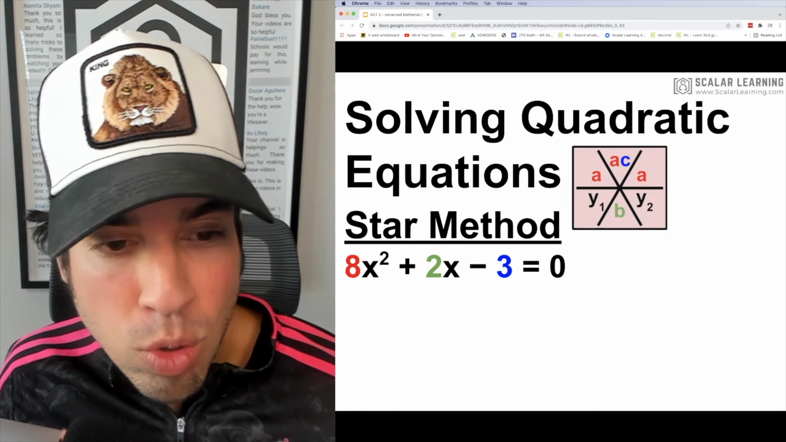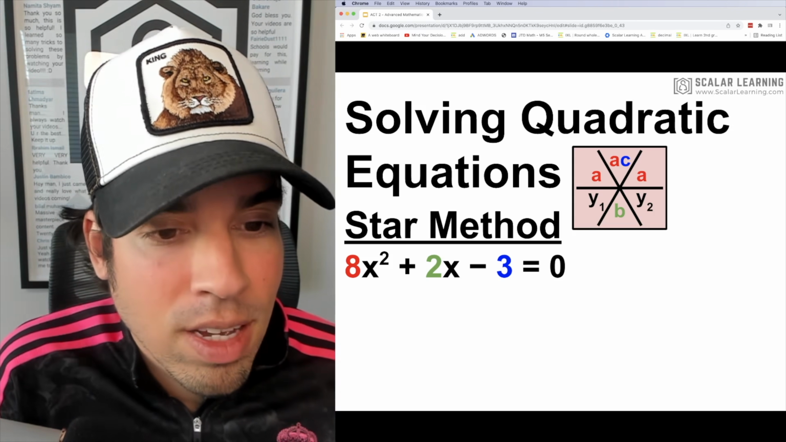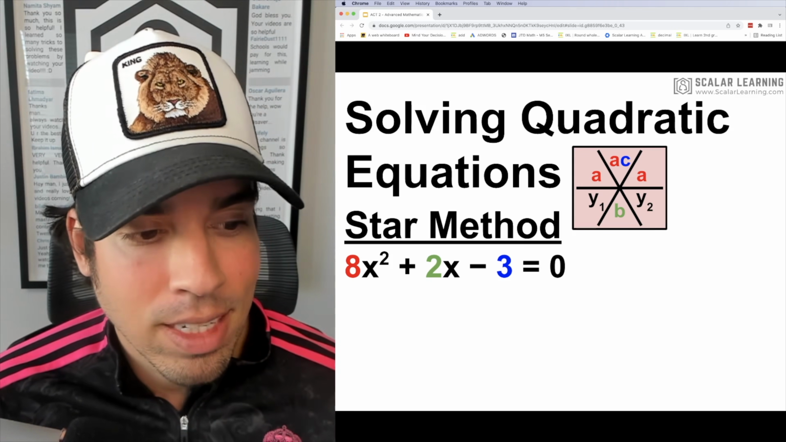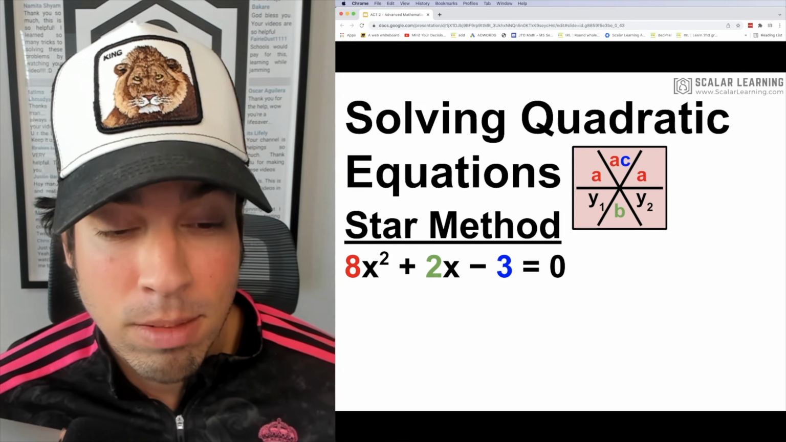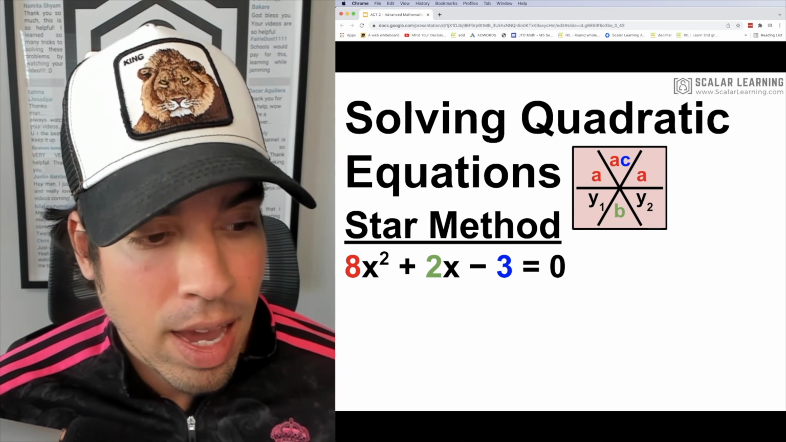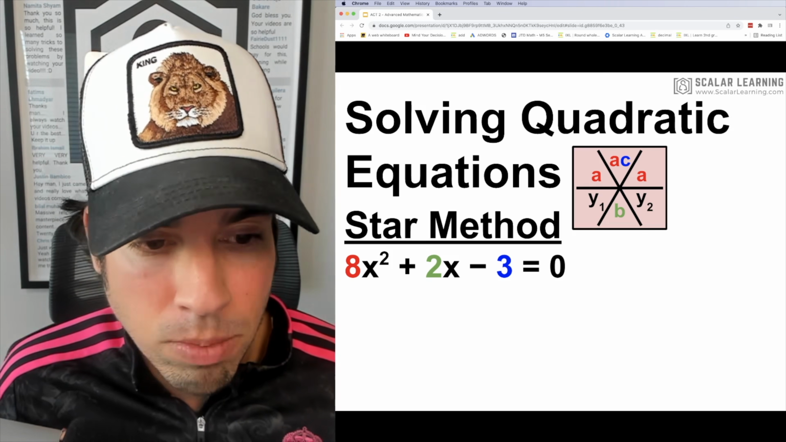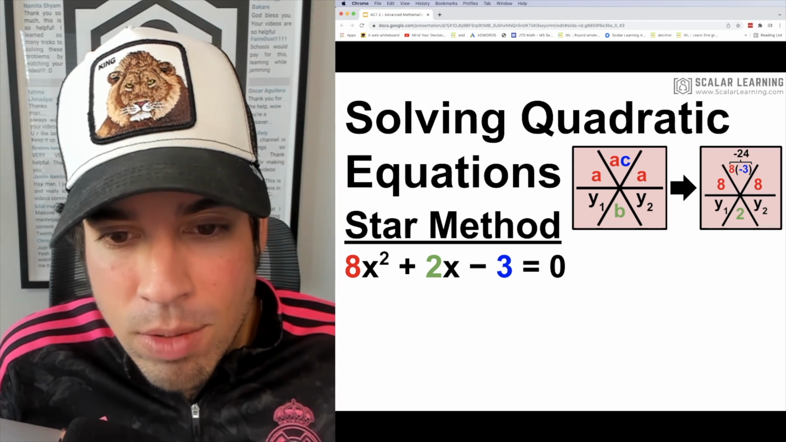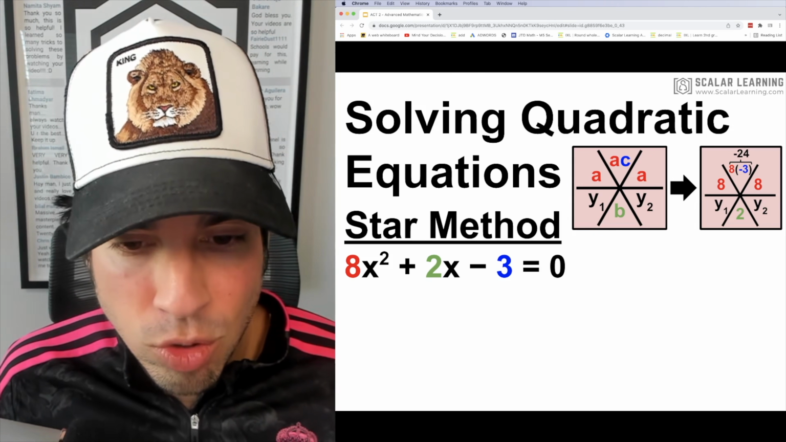So first we create this cool little star-shaped thing, and notice the a values go on the upper left and upper right portions. A times c, which in this case would be 8 times negative 3, would go up top. And the b value goes on the bottom. We're going to talk about y1 and y2 in a second. So as you can see, we've got 8, we got negative 24 up top, and 2 on the bottom.